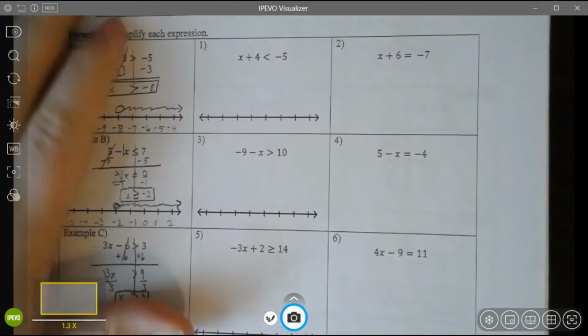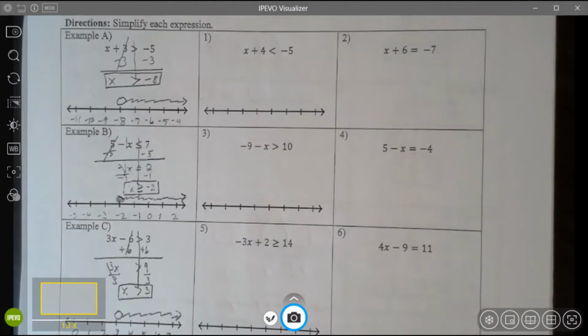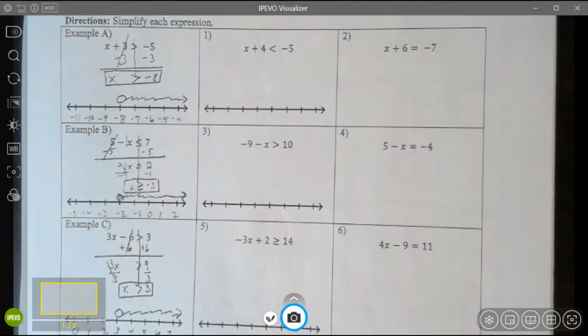So on this next group of questions, the directions say simplify, but you're actually solving each equation or inequality. So if we could start with number two, and then I'll go through number one with you. But number two is an equation. So it says x plus 6 equals -7.